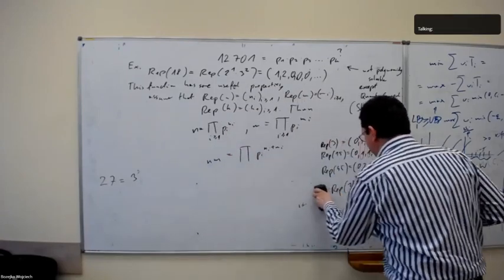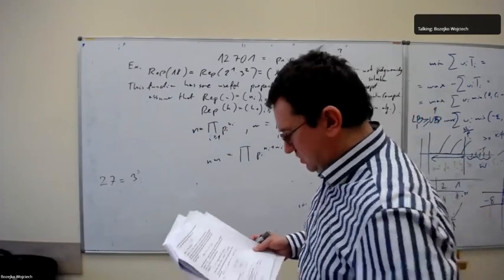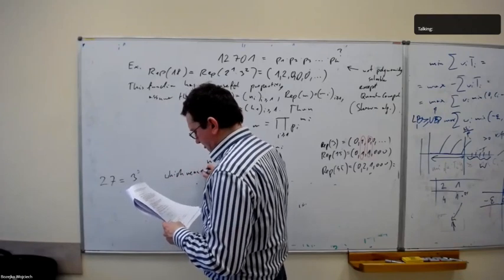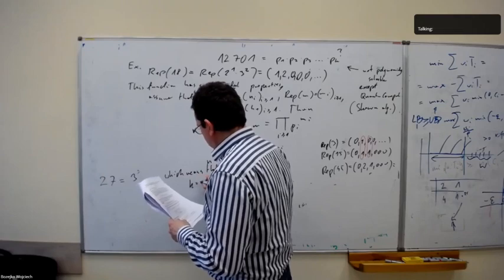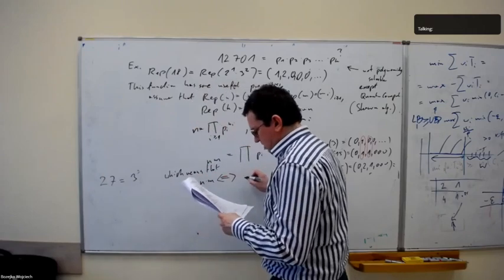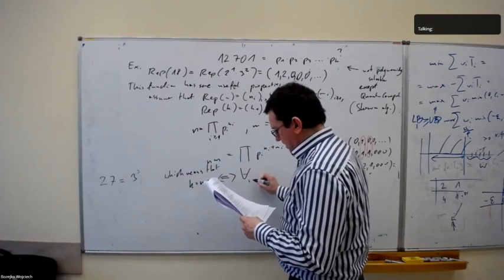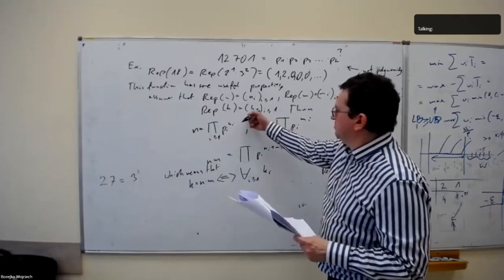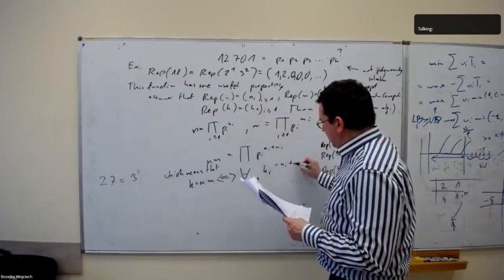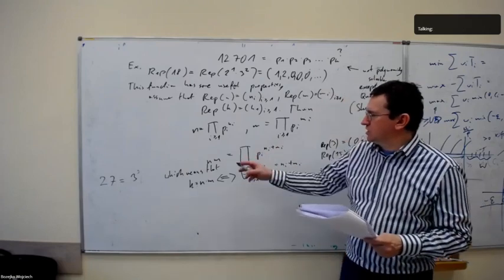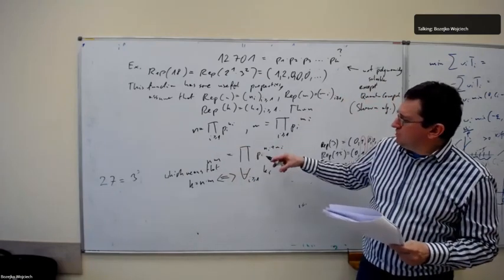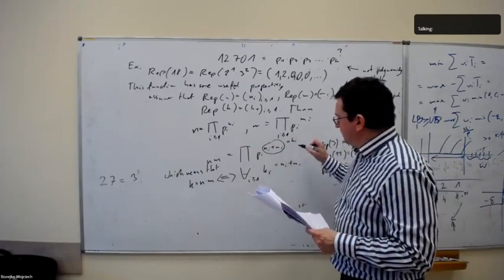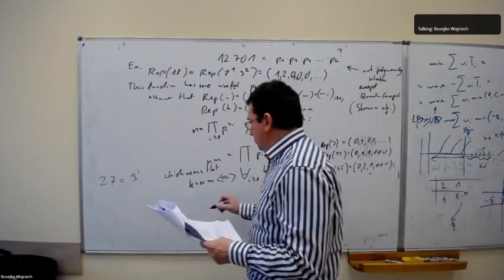Because if we compute the greatest common divisor, we can use these properties easily. Any k, which is n times m, can be written such that for all i greater than 1, ki in this representation of the multiplication is just ni plus mi, because k has the representation which is the multiplication of pi to the power of ki. So this is our ki.